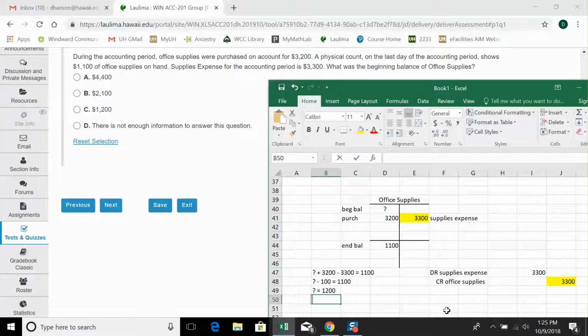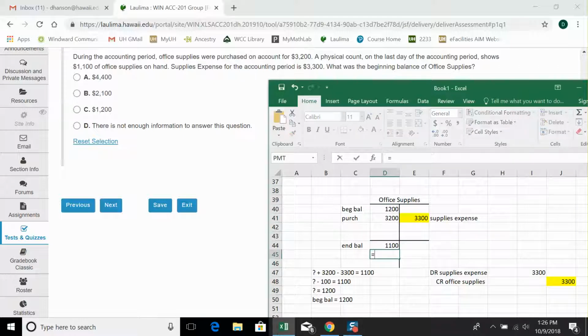So your beginning balance should equal 1,200, and then what you do is you come back and you test it. You make sure it's true before you choose your answer. So I'm going to put 1,200 up here, and then I'm going to test it. So I'm going to say 1,200 plus 3,200, and that will be 4,400. Okay, so 4,400 minus 3,300 equals 1,100.